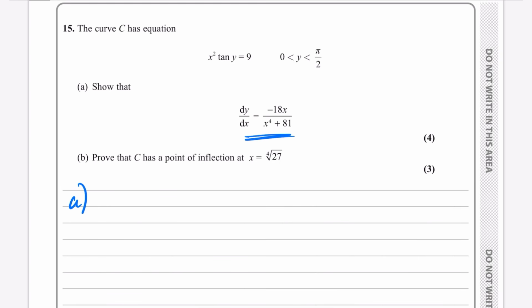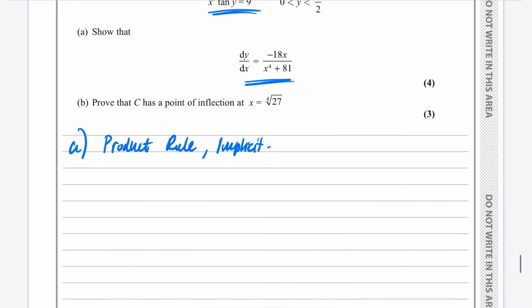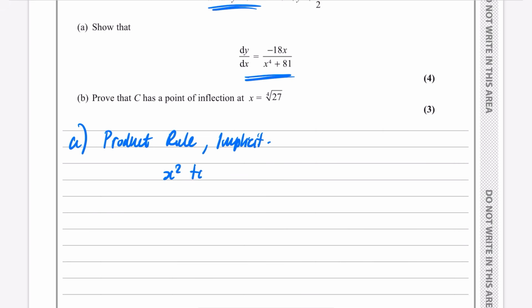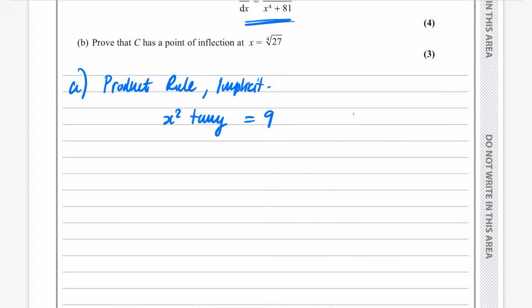It says the curve has this equation, x squared tan y equals 9, and we're going to try and show that this thing is true here. Now, they are really throwing everything at you at the end of this exam. We're going to need to differentiate this using the product rule, but there's also implicit differentiation as well. So we have x squared tan y equals 9. Don't worry about aiming for this, we'll get that in a second. Just do the differentiation. So u is x squared and v is tan y.